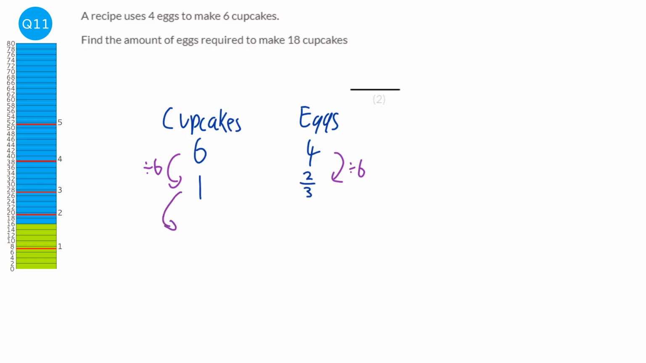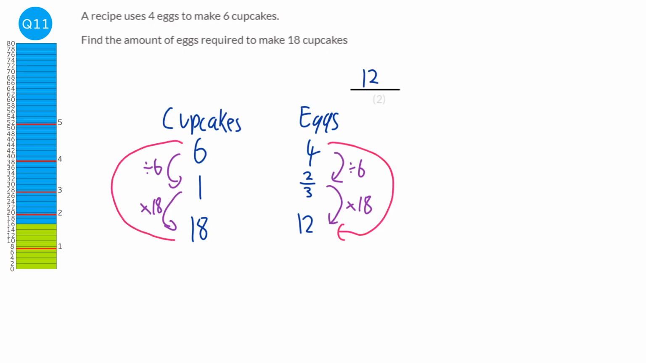And we're looking to make 18 cupcakes, so I'm going to times that by 18 on both sides. So for 18 cupcakes, 2/3 times 18 is going to be 12 eggs. So we're going to require 12 eggs. Something else we could have done to go straight there is just times the amount of cupcakes by 3 and times the amount of eggs by 3.